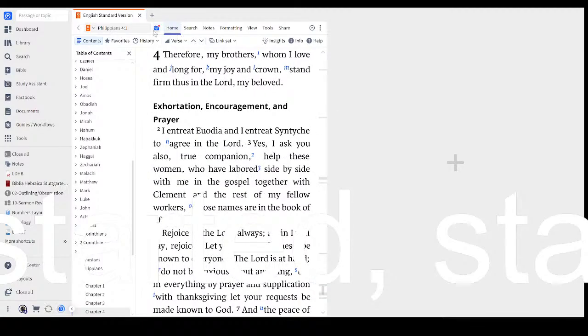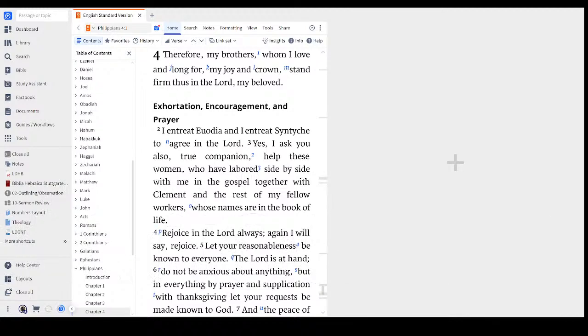I use the ESV all the time, and that's just kind of what I do. I use it on a regular basis. Yeah, let me get that out of there.